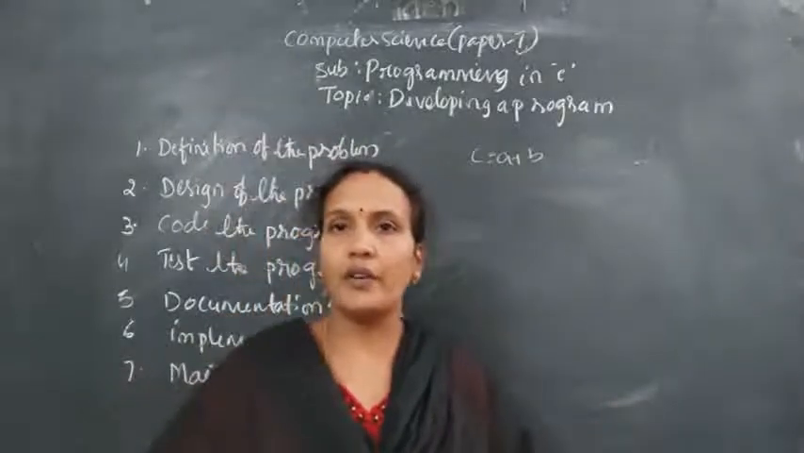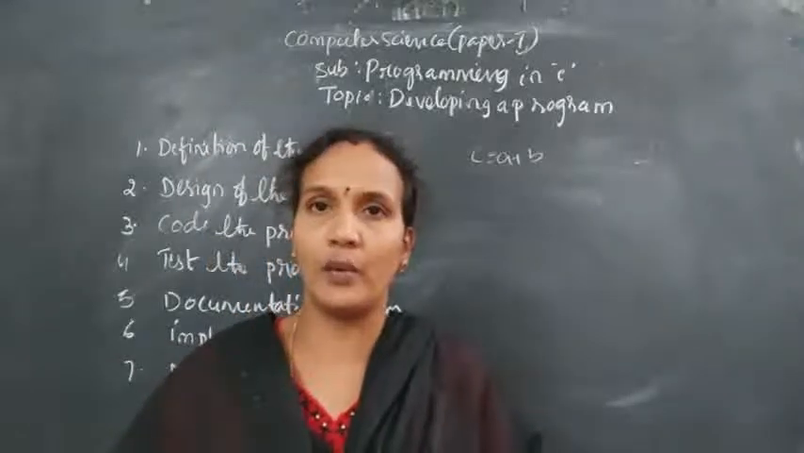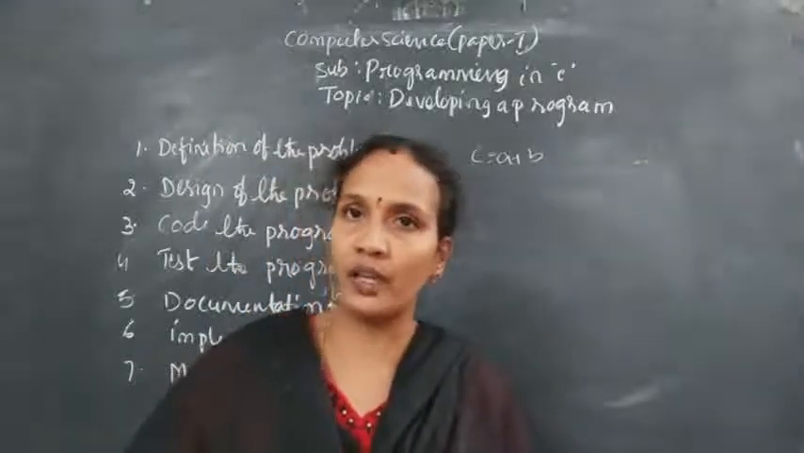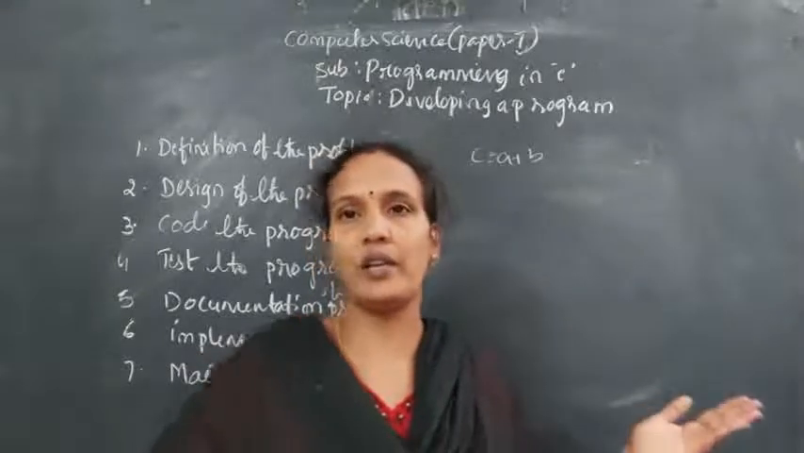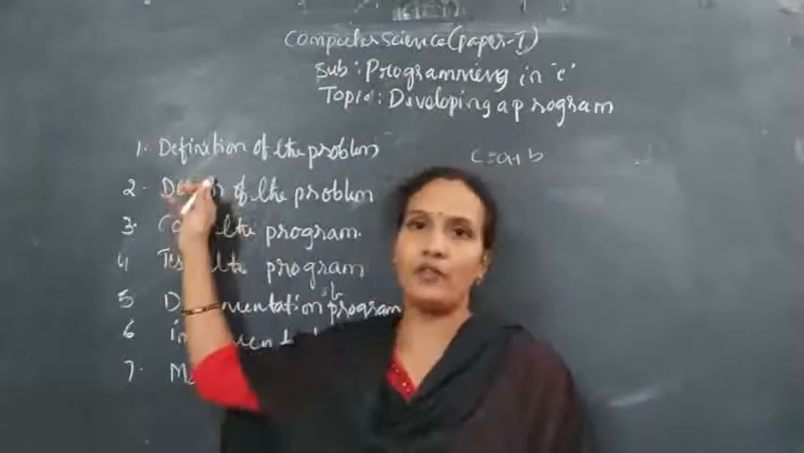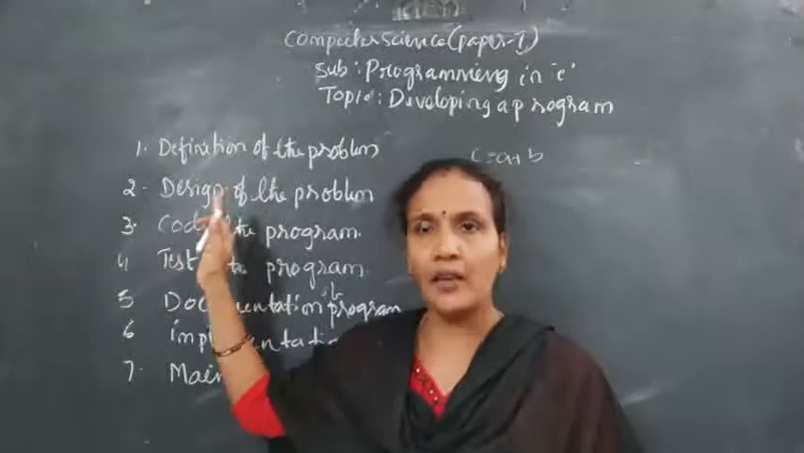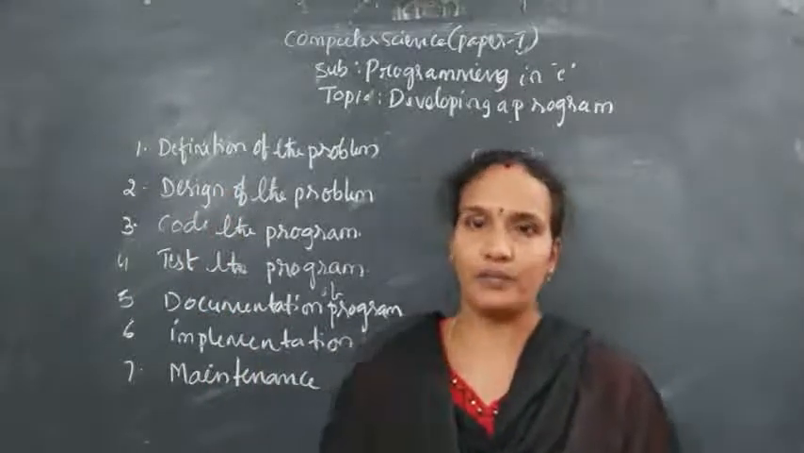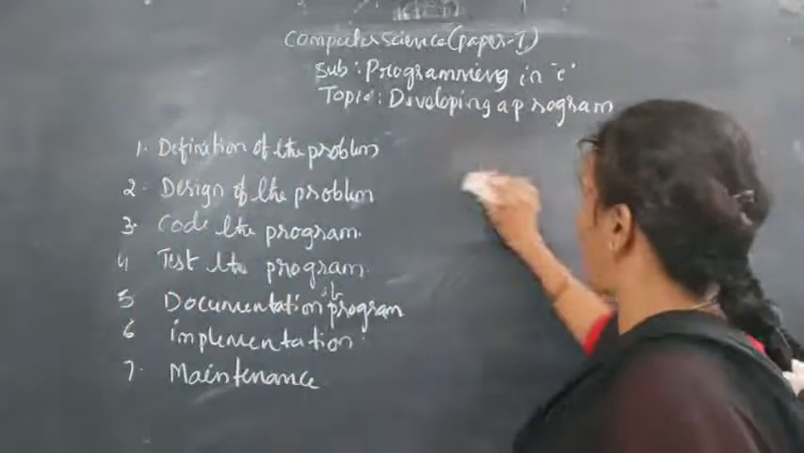Clear all of you? So when you are giving information about output, means what type of output you are expecting, you need to give the available input information also. That information you will get inside the definition of the problem. Complete definition of the problem you should give: expected output and what are the available inputs. Clear? Now, after that, the next one is design of the problem.